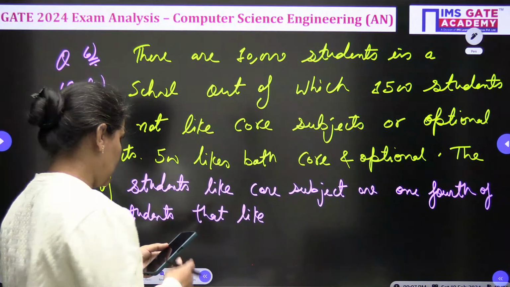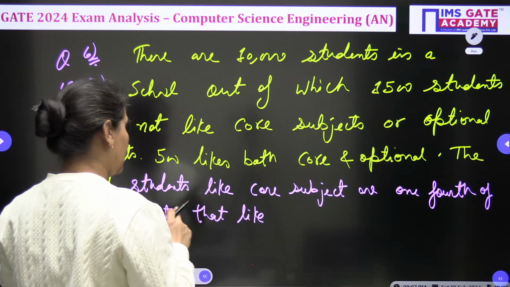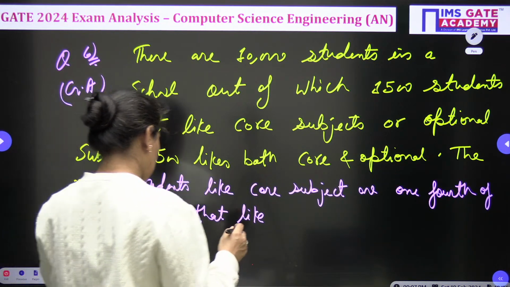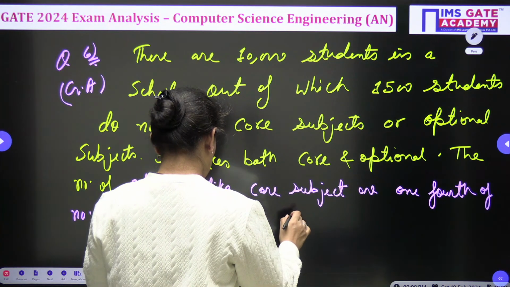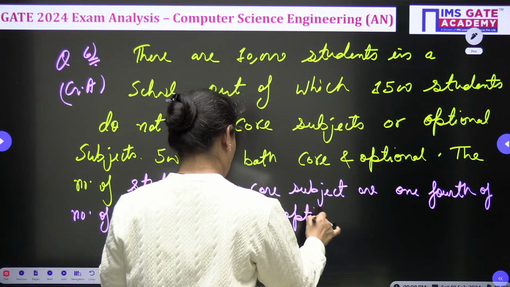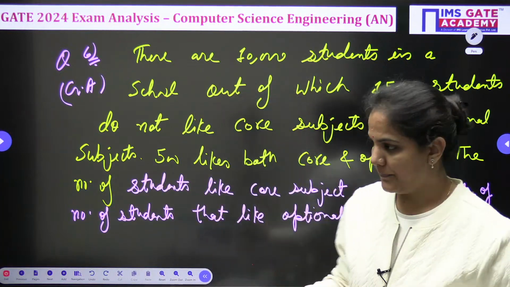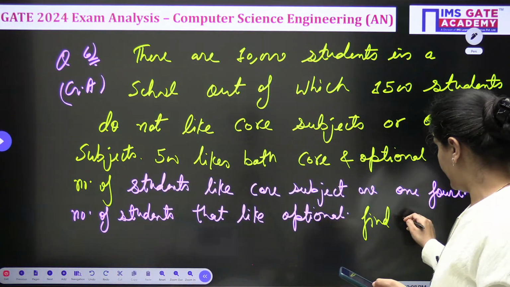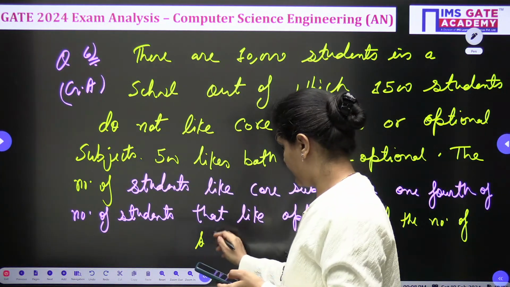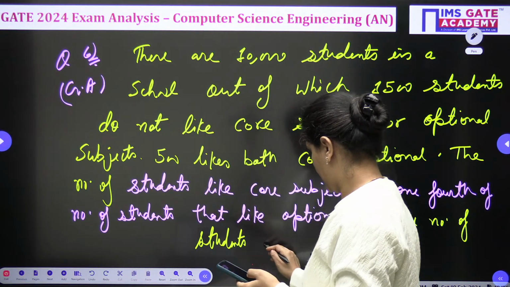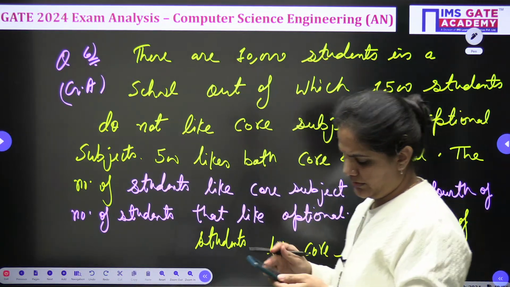Okay, now let's come to this one. So what I was writing are 1/4 of the number of students that like core subject. No, that like optional subject. Okay ji, find the number of students that like core. We need to find out the core number of students, right?